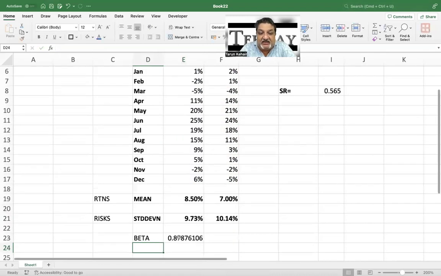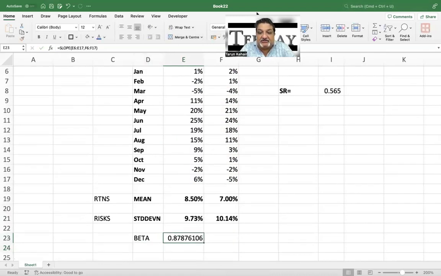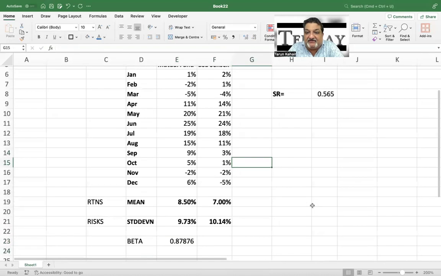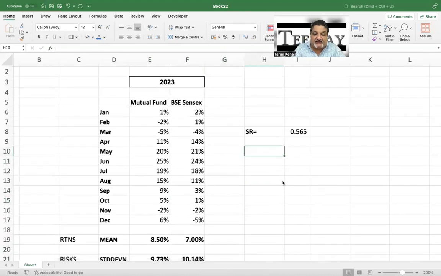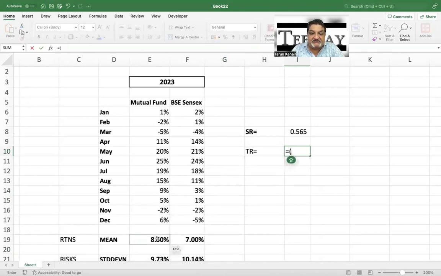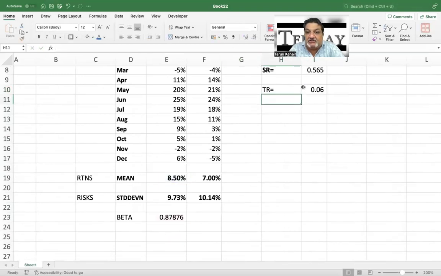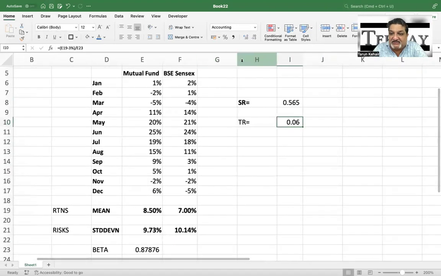तो आप देखेंगे कि आपका बीटा जो है, it comes to 0.8788, right? And normally I told you I take 5 decimals, so it's 0.87876. So Treynor ratio निकालने के लिए अब हम तैयार हैं. So Treynor ratio is RP, which is the return of the mutual fund, minus RF 3%, divided by beta in this case. So beta is given to you. So you will get a Treynor ratio of 0.06.